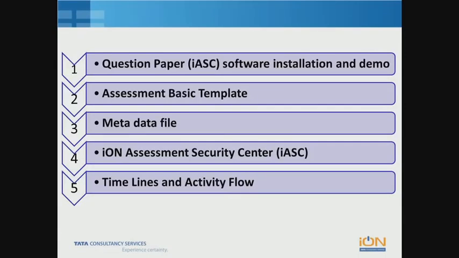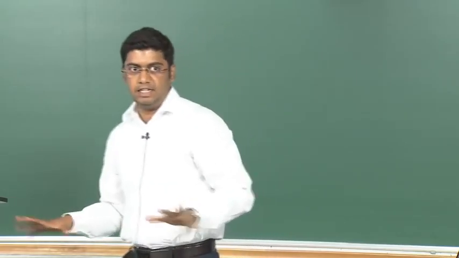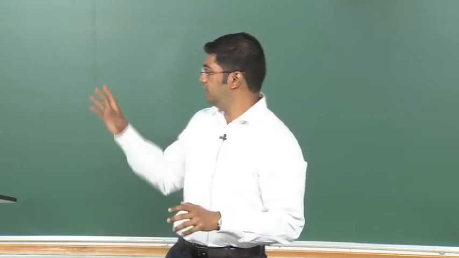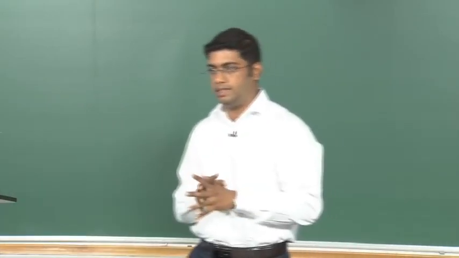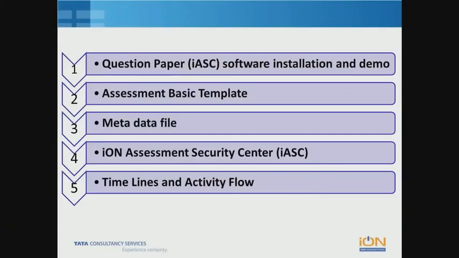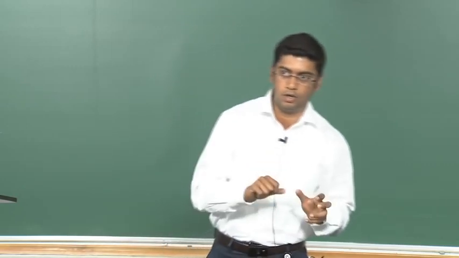So this is the complete flow of how we are going to take this session forward. There are around 5 basic things we follow here. First, we start with the question paper software installation in your faculty system, and then we go to the basic assessment template. We'll tell you what it is exactly. Then the metadata file, which we will explain in simple terms. And then we will discuss the IAAC software as a whole, the ION Assessment Security Center software, and what it is about.